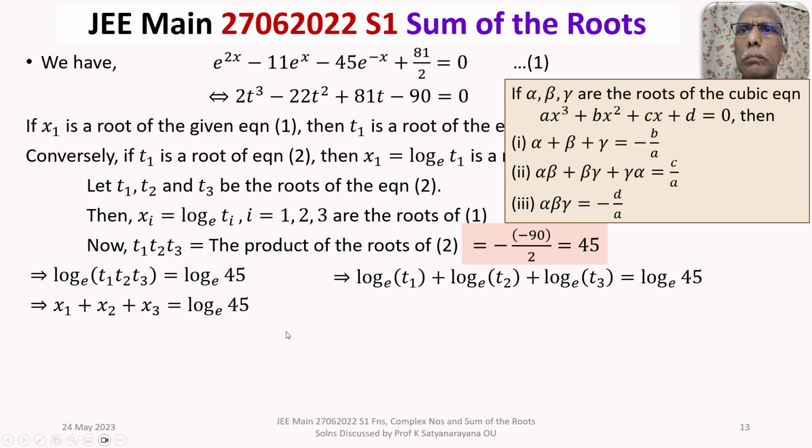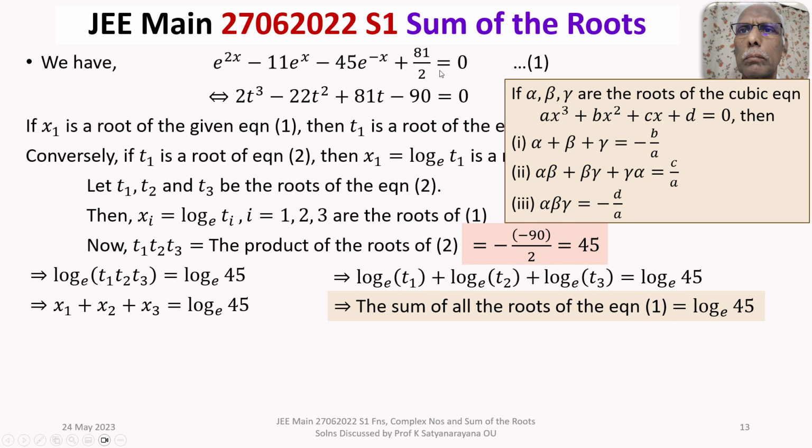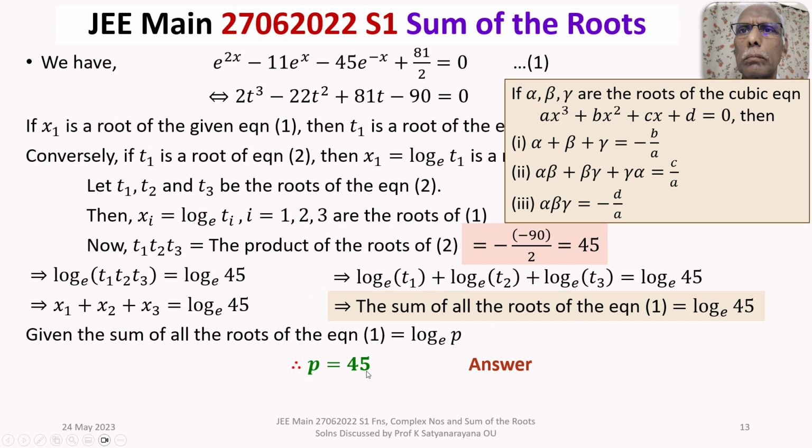What are these x1, x2, x3? The sum of all the roots of the equation 1. And that is given to be log 45 to the base e. But it is given that the sum of all the roots of the equation 1 is log p to the base e. This and this are one and the same. Therefore, log p to the base e is equal to log 45 to the base e. Comparing, we will get p is equal to 45. That is what is wanted in this question. So p is equal to 45 is our answer.